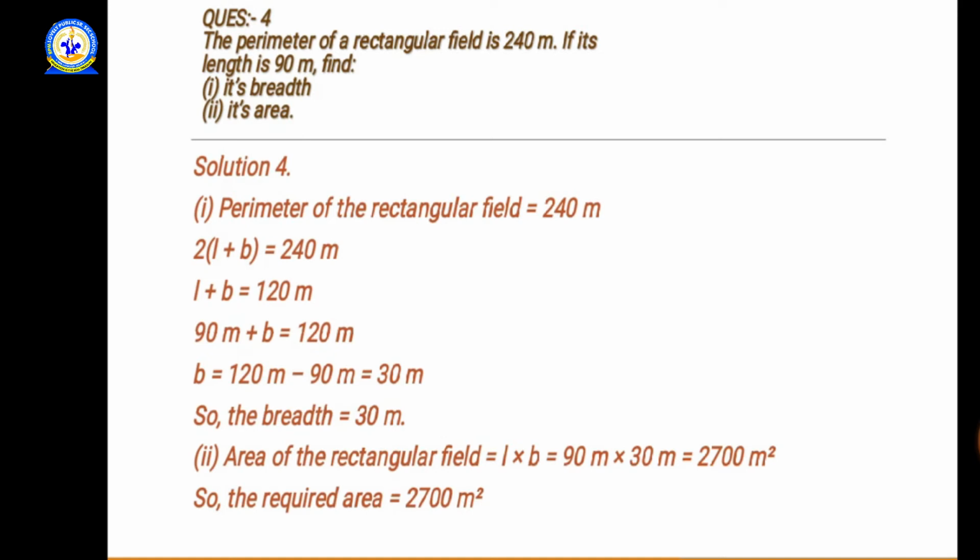We have to find its breadth and its area. So let us first find the breadth of the rectangle. So what we have to do, perimeter of a rectangular field is equals to 240 meter.